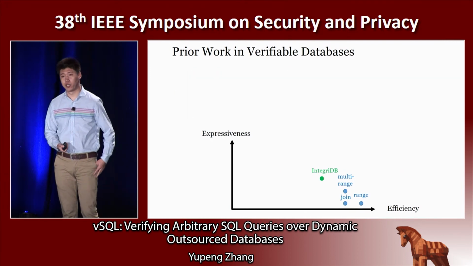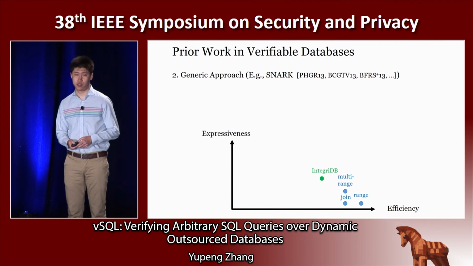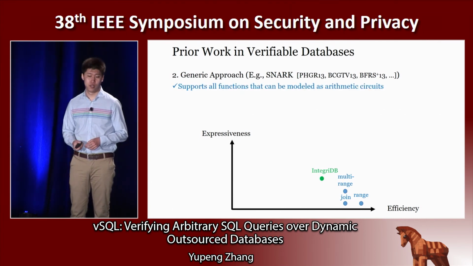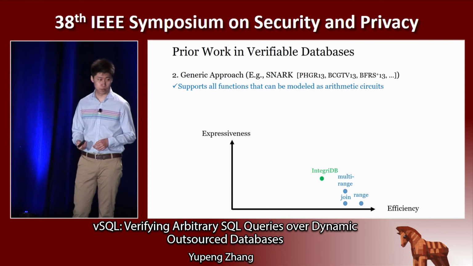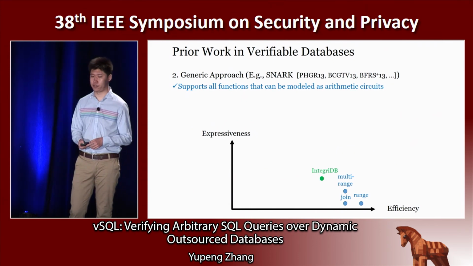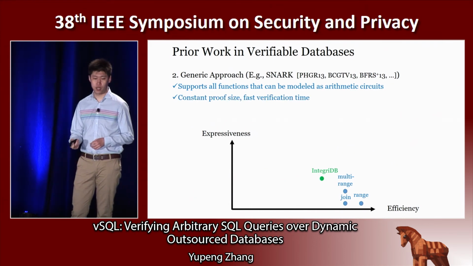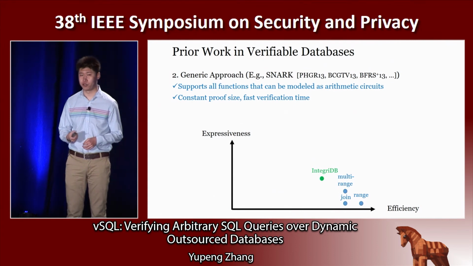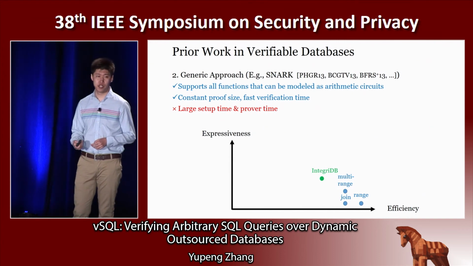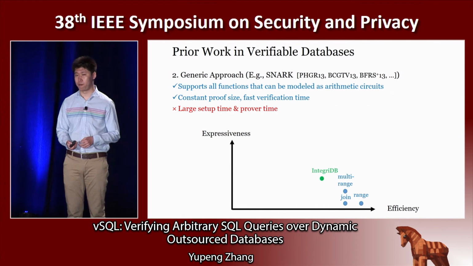The next category is called the generic approach. An example is SNARKs. In principle, SNARKs can support all possible functions that can be modeled as arithmetic circuits, which are circuits with addition and multiplication gates. Plus, it always generates constant-size proofs, and the verification time is very fast. But the problem is that usually it introduces a big overhead on the setup time and prover time.